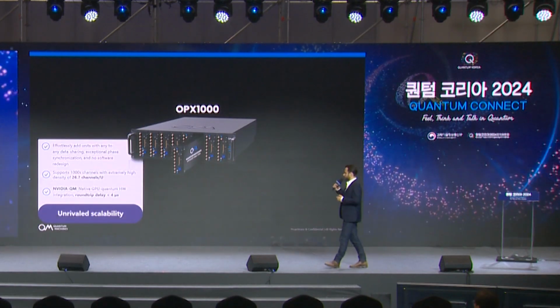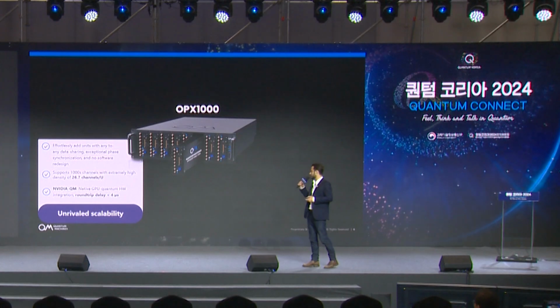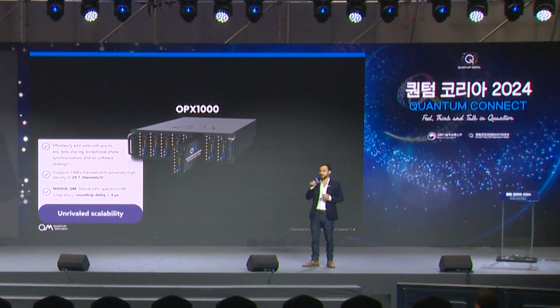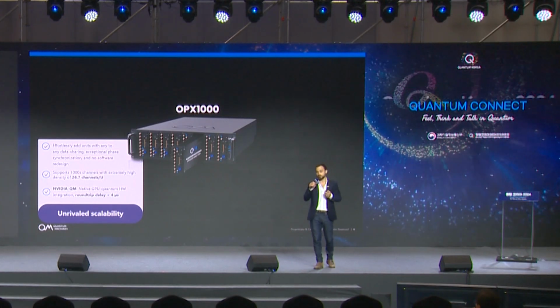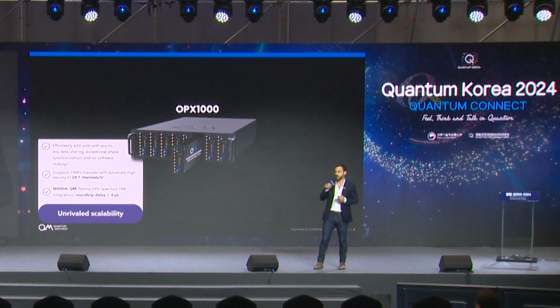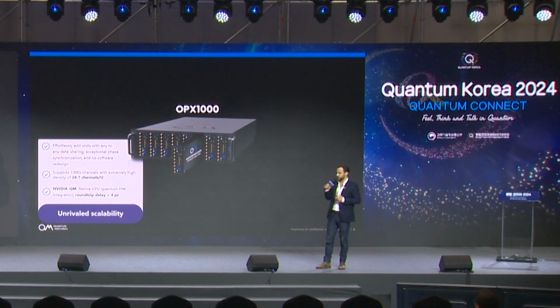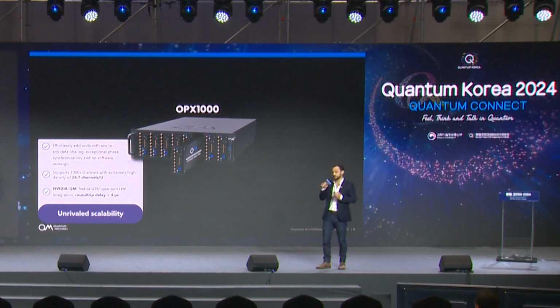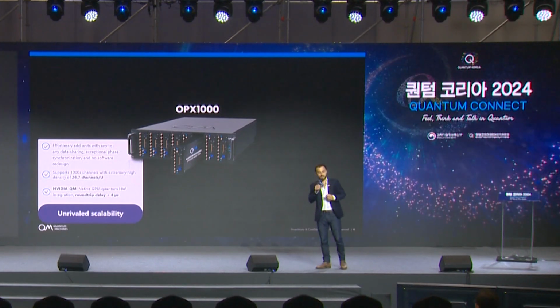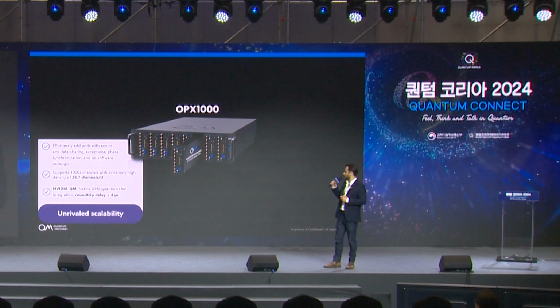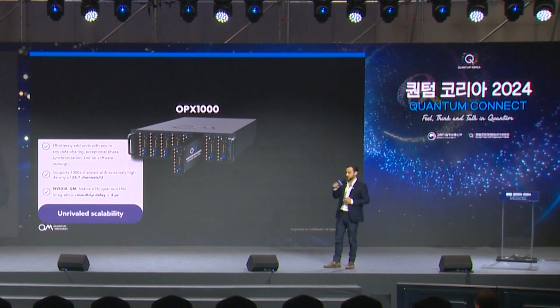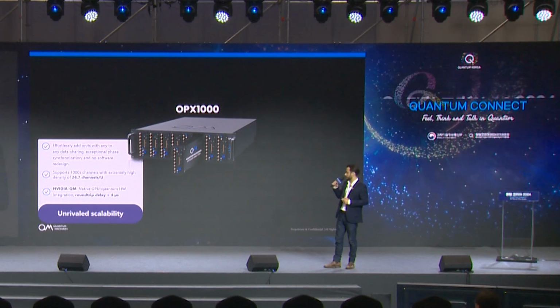So the first is around scalability, unrivaled scalability. This packs up to 80 analog channels in a 3U module. So this is an extremely high channel density that can take you very, very far. It's also scalable in terms of co-working with GPUs in our collaboration with NVIDIA. I'm going to talk about this a little bit today.